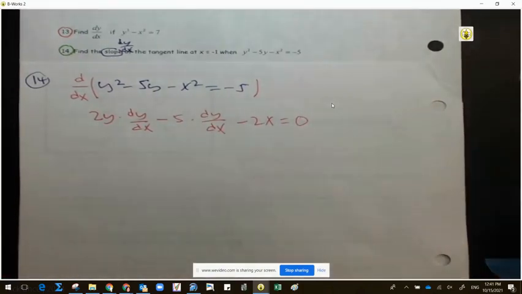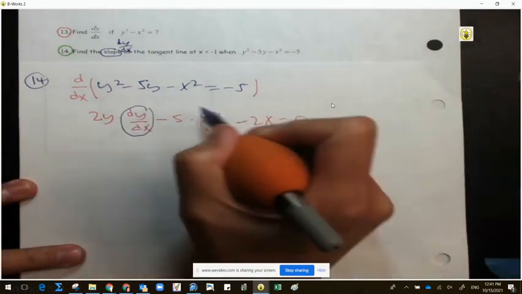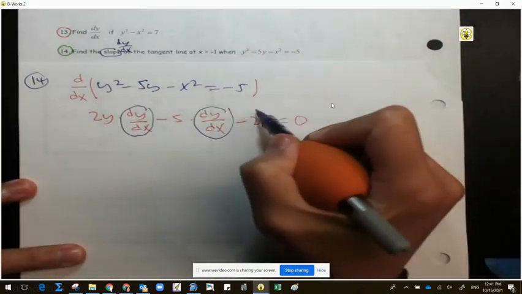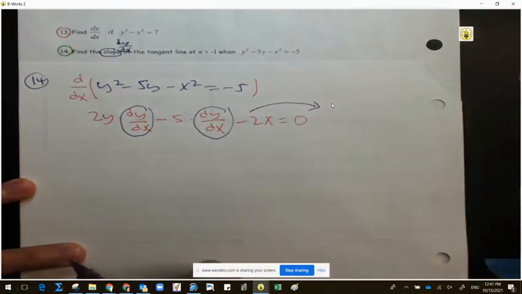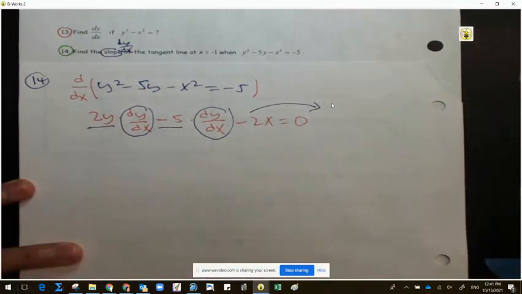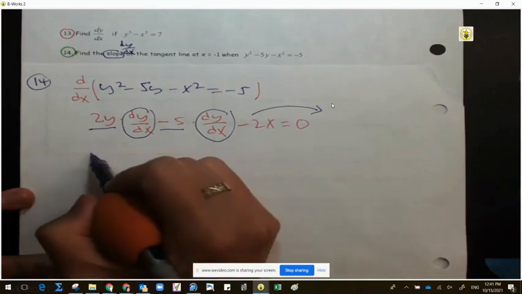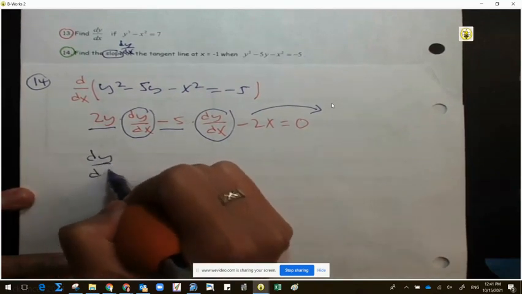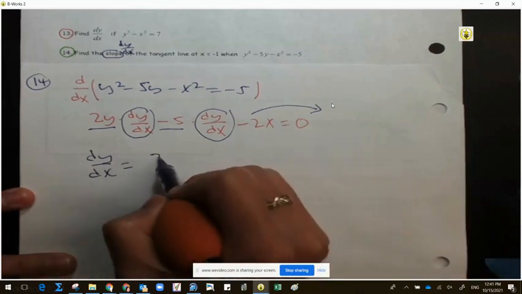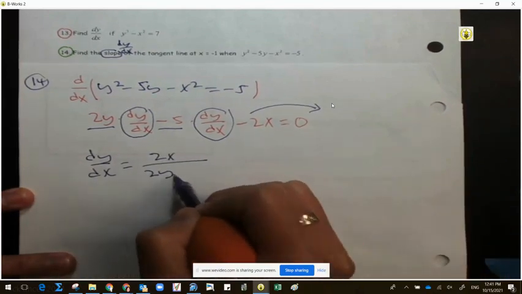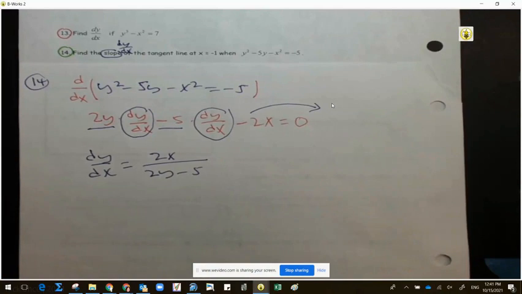So we need to go ahead and make dy over dx by itself. We are going to move the -2x and divide it by these two pieces. So it's going to factor, move over the value, and divide. So let's write out dy over dx is equal to positive 2x over 2y minus 5.